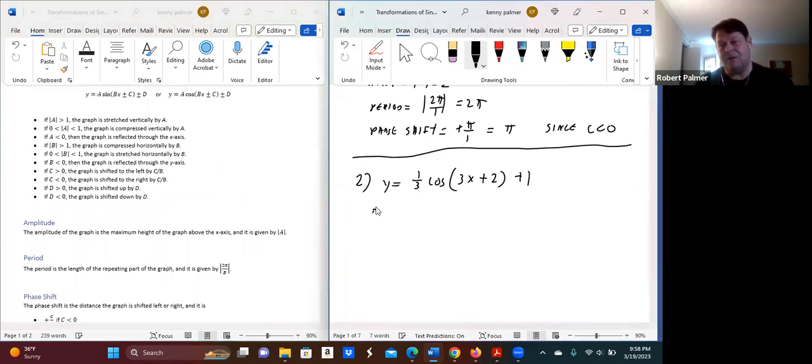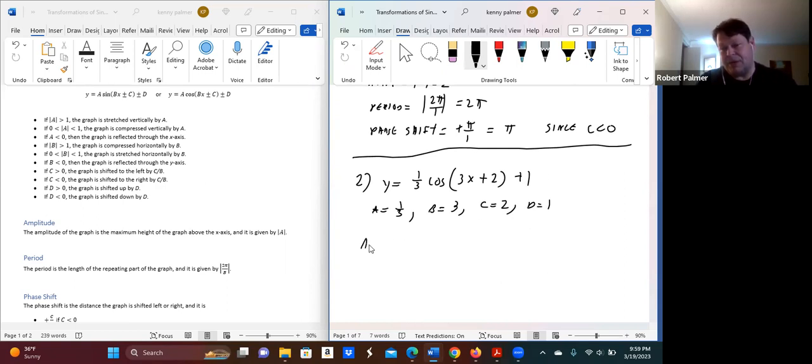So A, once again, is the number right in front of the sine or cosine, which is 1/3. B is the number in front of the x, which is 3. C is this number also inside the parentheses. Since it's added to the x term, this is going to be a positive 2, and then D is equal to 1. Now, also, D has nothing to do with amplitude, period, or phase shift. That's just simply a vertical shift.